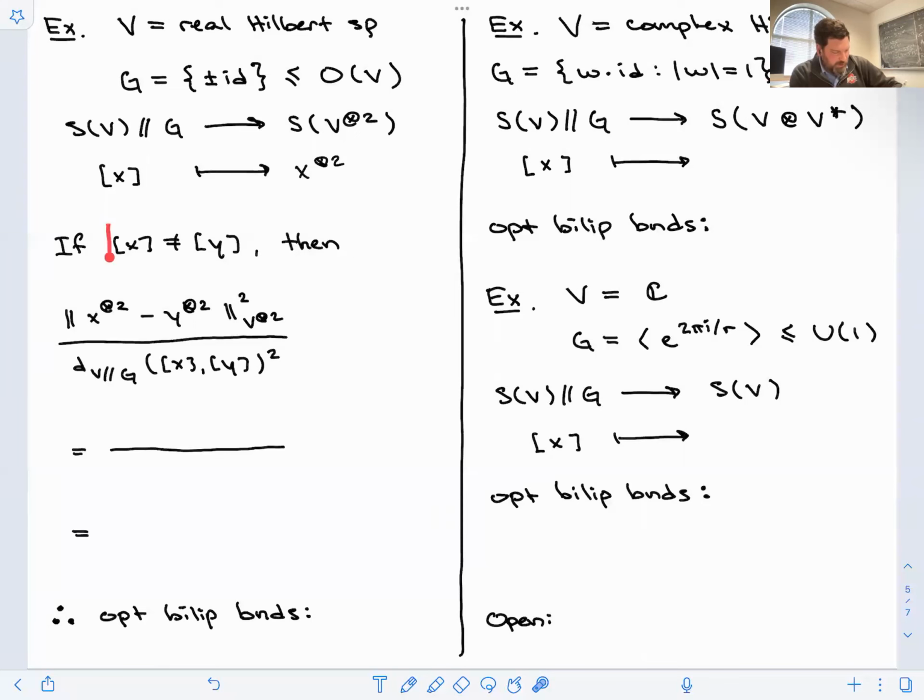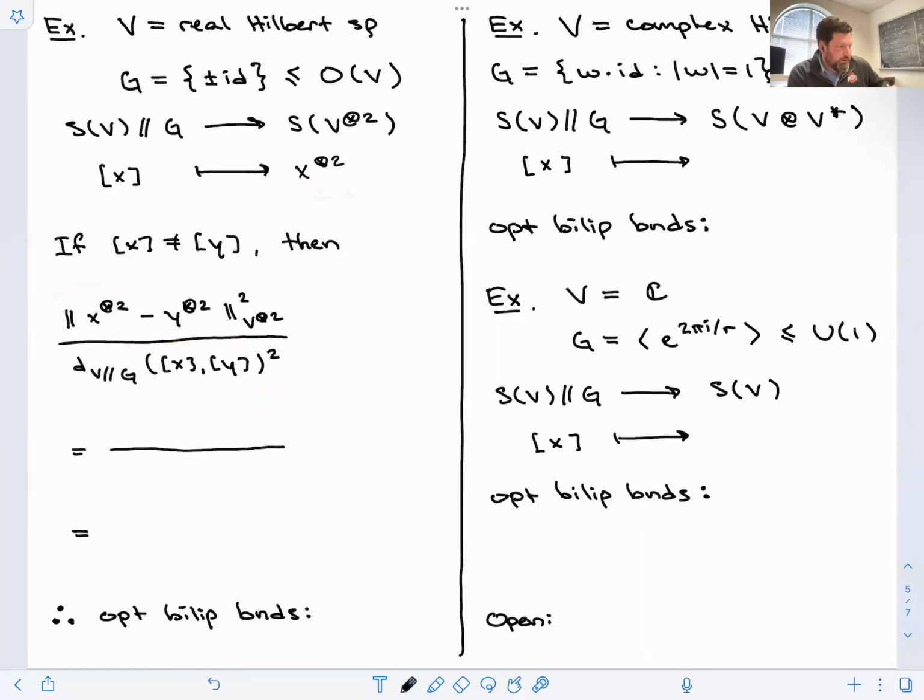So suppose I have 2 points in my metric quotient that are distinct. What that means is X doesn't equal Y and X doesn't equal minus Y. And now we're interested in this quotient of numbers. This is the distance squared in the output space. This is the distance squared in the input space. We're interested in how big this quotient can be. That'll be our upper Lipschitz bound. And we're interested in how small this quotient can be. That'll be our lower Lipschitz bound.